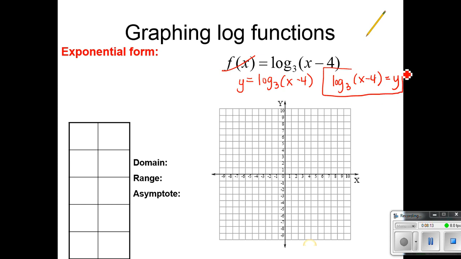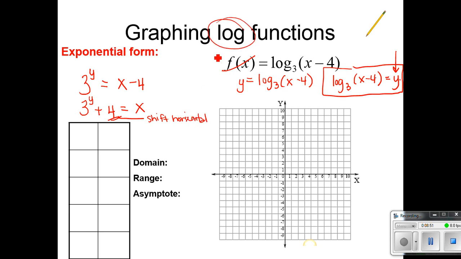I always feel like this is easier to get into exponent form. So it would be 3 to the power of y, because remember, logs isolate the exponent. So 3 to the power of y is equal to x minus 4. Now, in order for me to graph this, I need x alone. So I'm going to say 3 to the y plus 4 is equal to x. Now this plus 4 is going to be a shift in the horizontal direction.